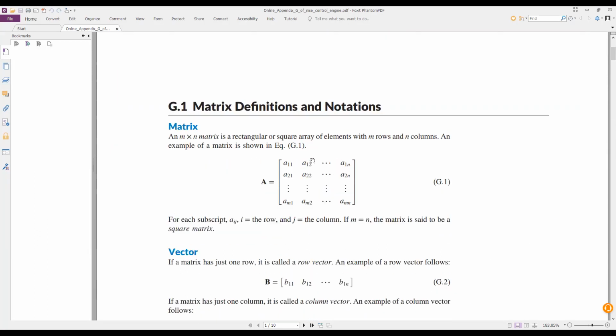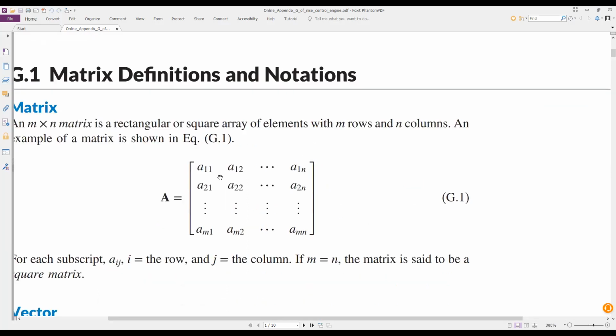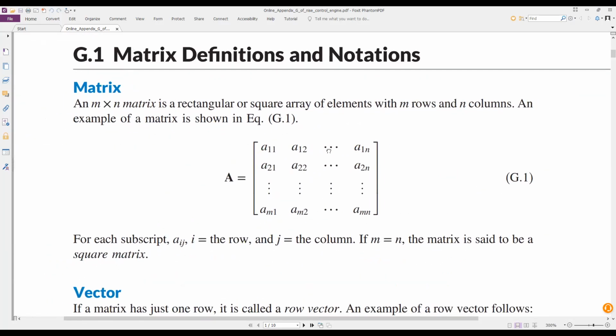Okay, first of all, let's look at the matrix. I think you already know what is the matrix, right? Is it visible to you? Is it visible? Yes, sir. Okay.